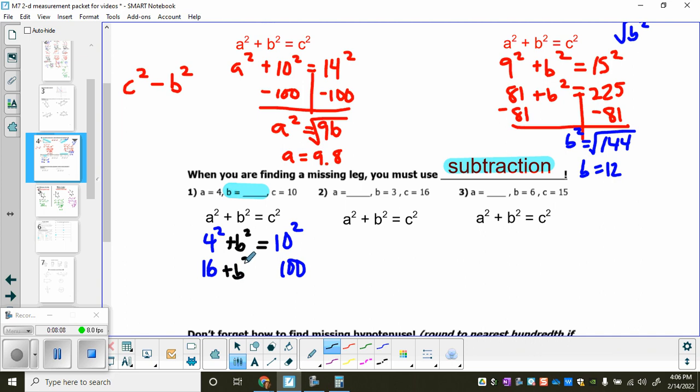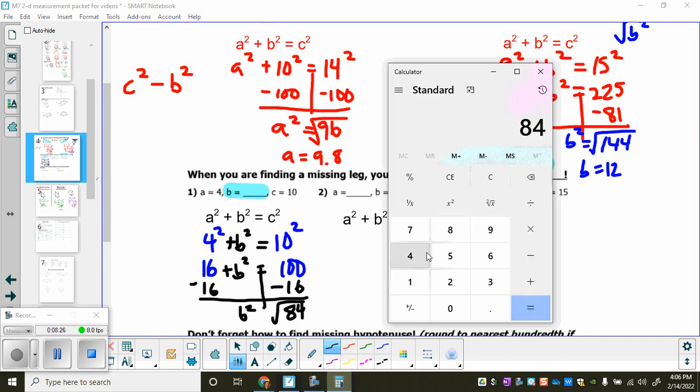Just like we did earlier, I'm about to subtract that 16 from both sides. And 100 minus 16 is 84. So B squared is 84. We don't know what the square root of 84 is. It's not a perfect square. So let's just do it in the calculator. And we'll use this 6 to bump this up to a 9.2. So B here is 9.2.